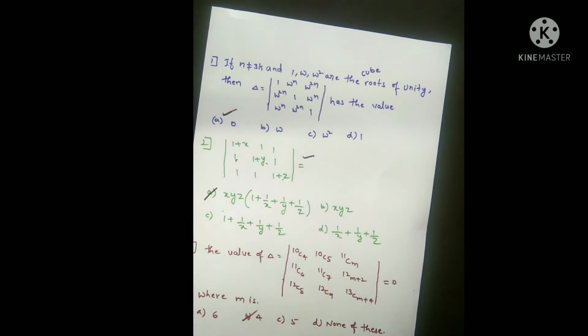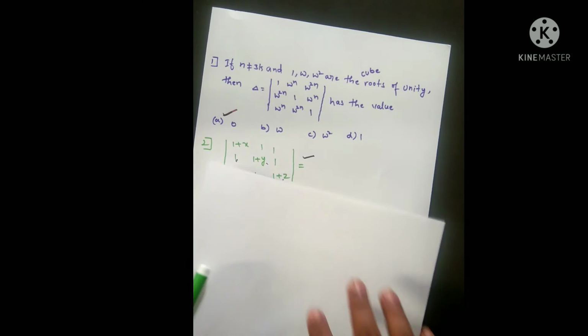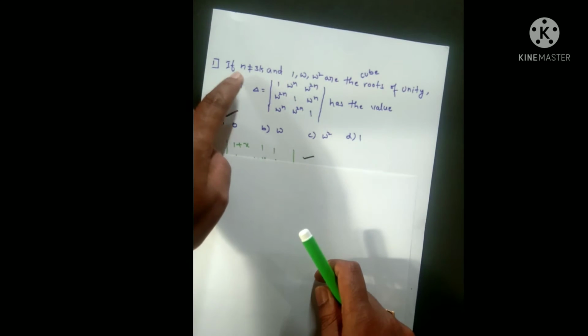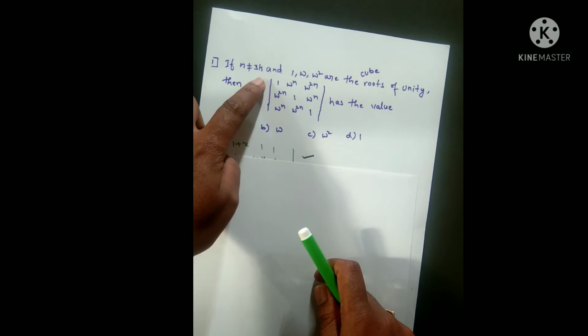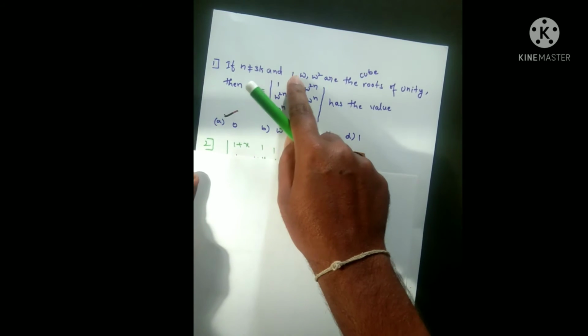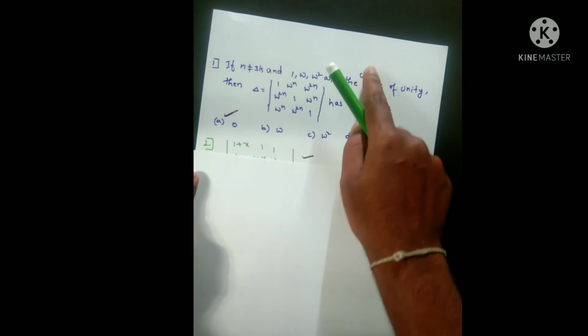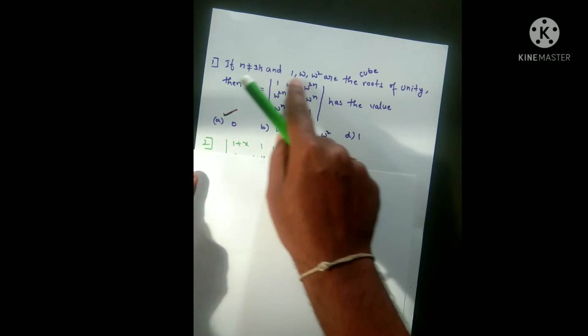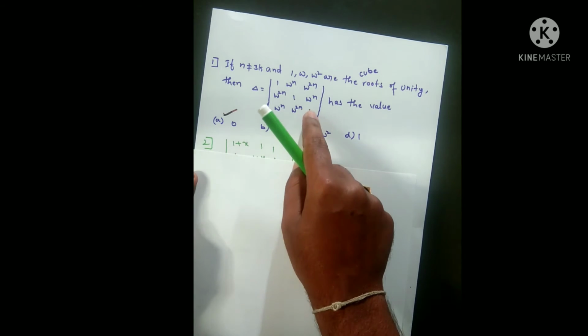First problem. If n is not a multiple of 3, and 1, omega, omega square are the cube roots of unity, which we already know, then what is the value of this determinant? We should find it.